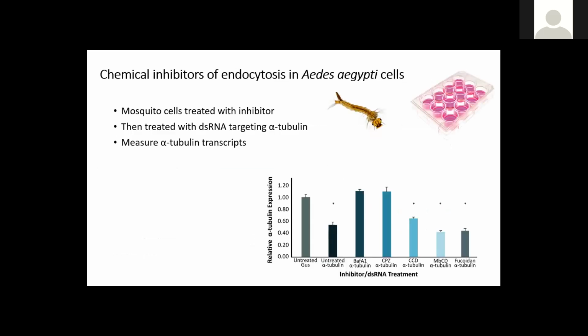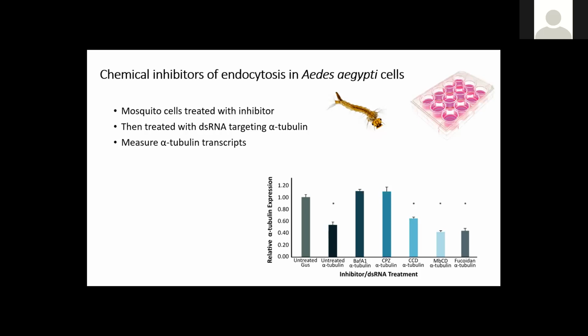Since my lab is working mostly on mosquitoes, I'm going to apologize, there won't be so much plant material here, but there will be some plant applications later in the talk. But since we're focused on mosquitoes, I used a mosquito cell line to first of all explore what uptake mechanism they use. And what you can see in the graph below is that what we were doing was treating the cells with these chemical inhibitors and then looking for knockdown of tubulin transcripts by applying the double-stranded RNA afterwards.